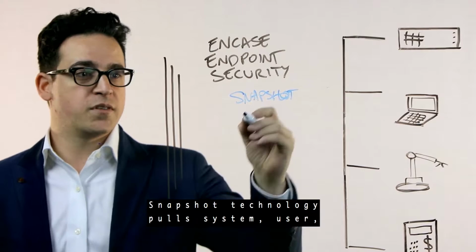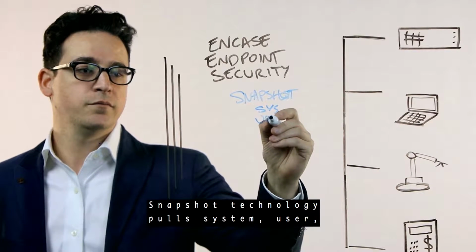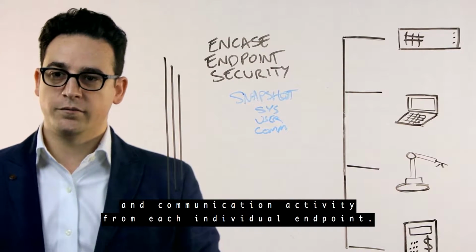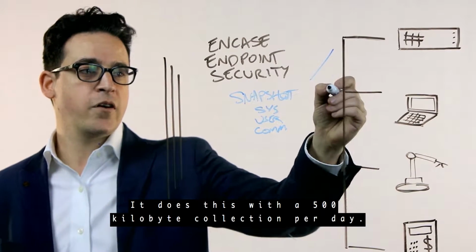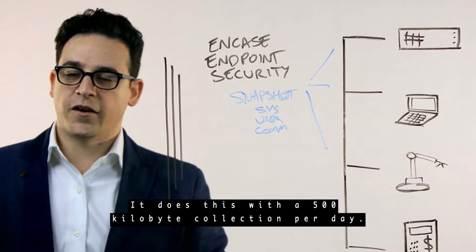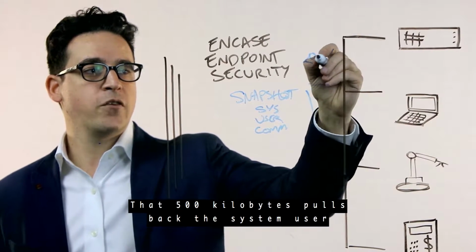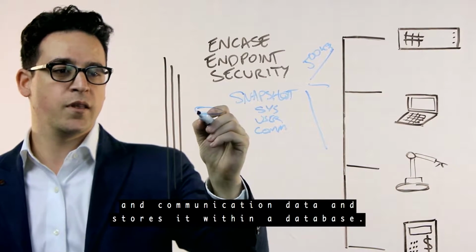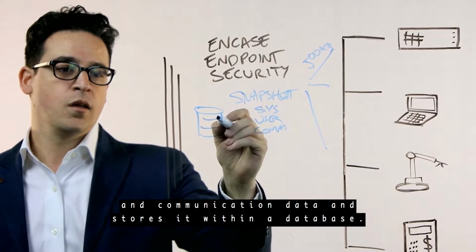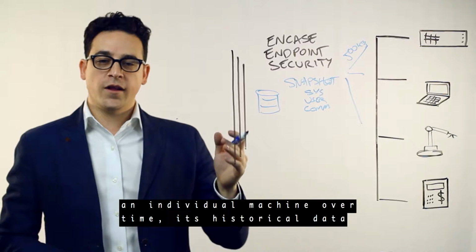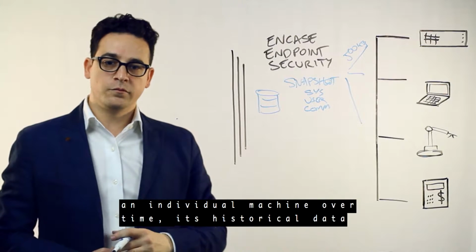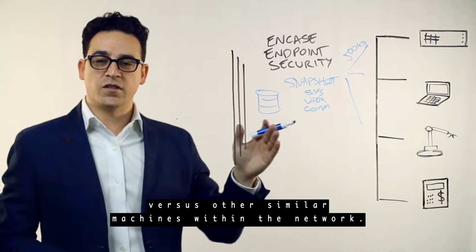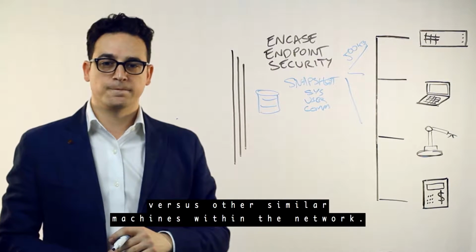Snapshot technology pulls system, user, and communication activity from each individual endpoint. It does this with a 500 kilobyte collection per day. That 500 kilobytes pulls back the system, user, and communication data and stores it within a database. That database is then used to correlate an individual machine over time, its historical data versus the data today, as well as that individual machine versus other similar machines within the network.